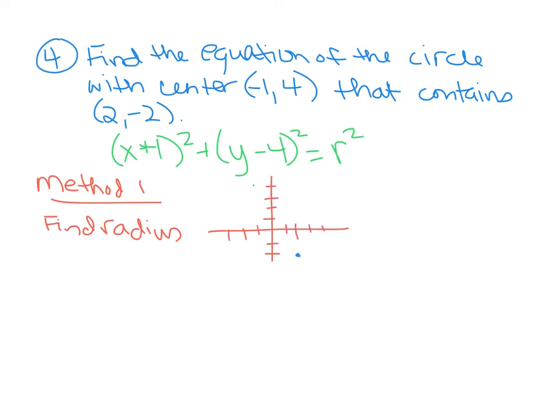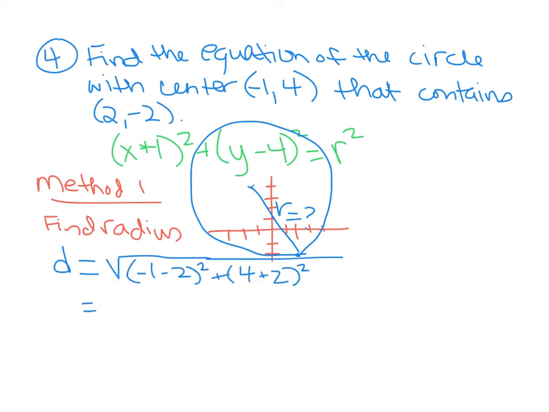So I have the center of the circle, and I have this point right here. Circle goes kind of like that. I want to know what my radius is. So one way to find the radius is by using the distance formula. So I can just find the distance between the center and that one point. I would just set it up like this. I end up getting -3 squared plus 6 squared, and I take the square root of that. That gives me 9 plus 36, or the square root of 45.